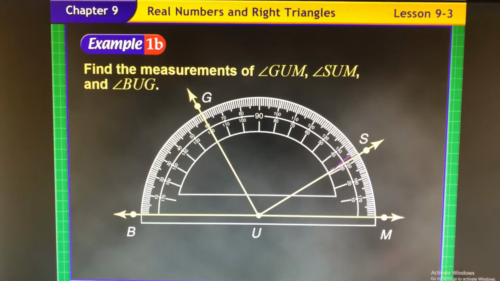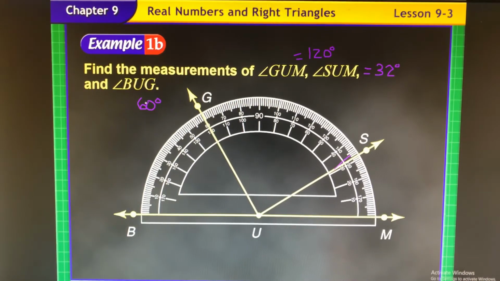And here's angle SUM right here, acute angle. Again, starting at 0, 10, 20, looks like it's about 32 degrees for that one. So this one's 32 degrees. This one was 120 degrees. And look, see if you can look at BUG and see if you can figure that one out. We said also that one was less than 90 degrees, so there's no way it could be 120. BUG right here starts here and goes around, and it would be 60 degrees.